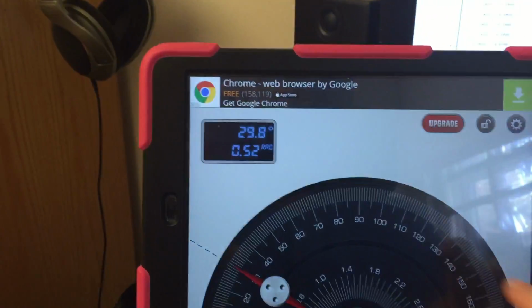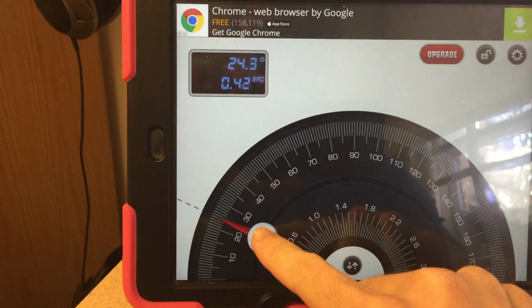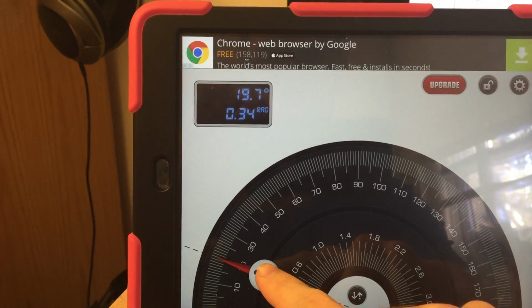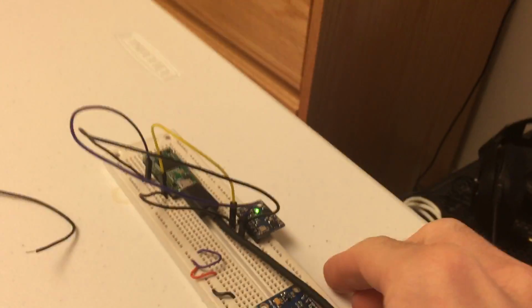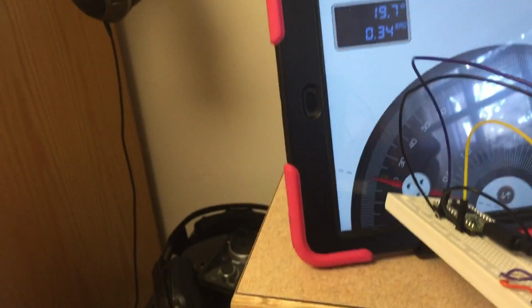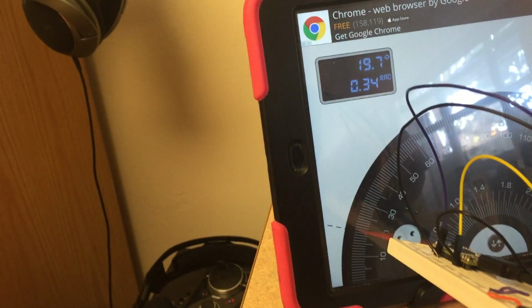I have a protractor set up over here. We'll set the protractor to 20 degrees. I will then take the board and I will place it at about 20 degrees.